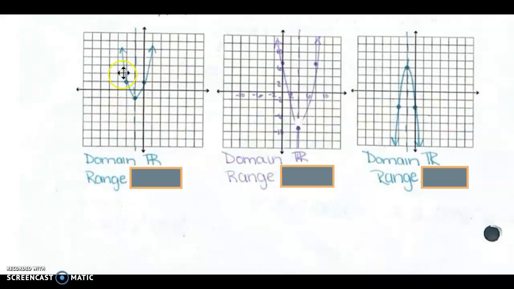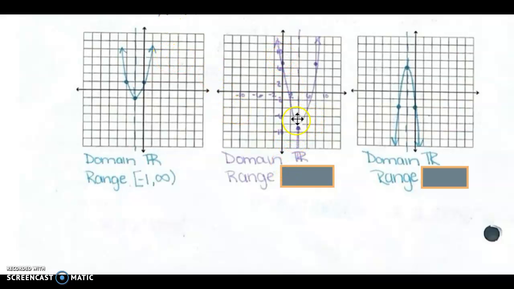Now our range. This one opens up, so these numbers are greater than our y value. So we'll say that y is greater than or equal to this -1. We can write it like this. So you can write y is greater than or equal to -1.